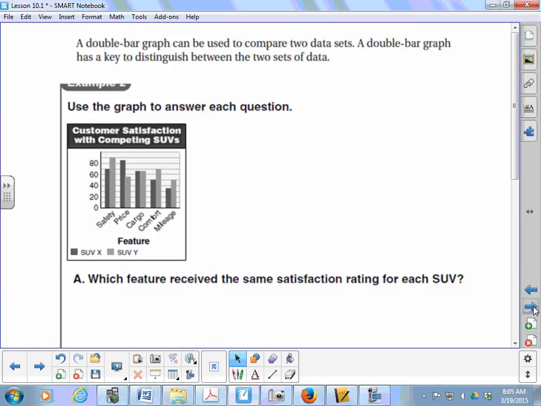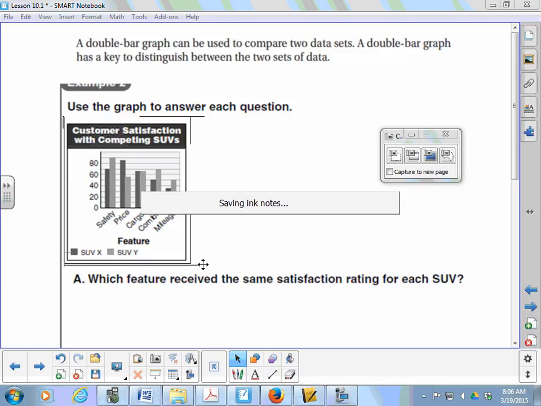All right, a double bar graph. Okay, so this one is similar to what we just looked at, but it's called a double bar graph. A double bar graph can be used to compare two data sets. It has a key to distinguish between the two sets of data. So sometimes it's harder to read them. Let's make this a little bit bigger.